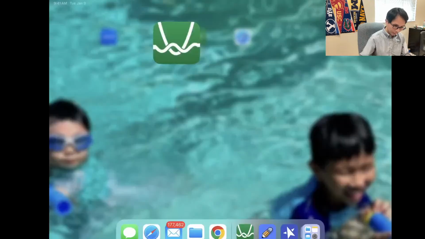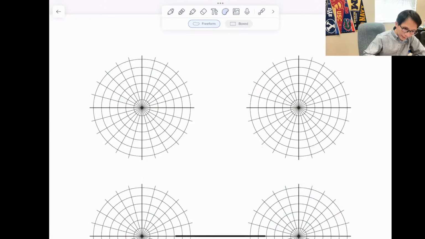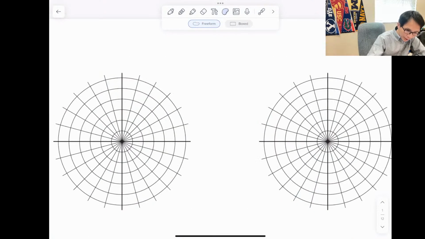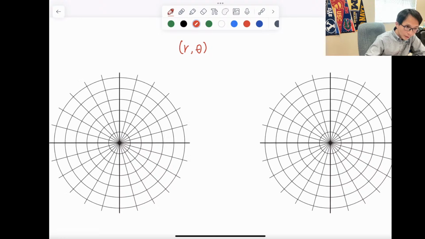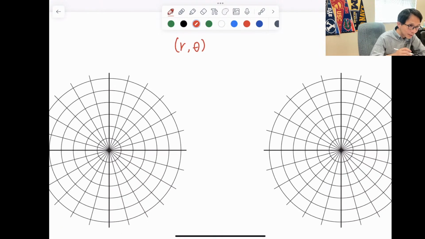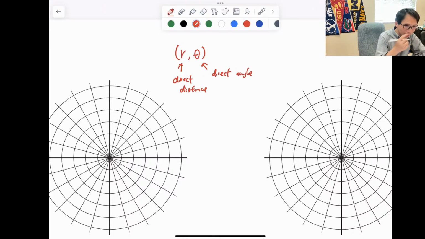Okay, so what we're gonna do is start with the polar coordinates. A polar coordinate is composed of r and theta. r is the direct distance, and theta is the direct angle. So this is the direct distance, and this is the direct angle. Okay, so those are the two things.